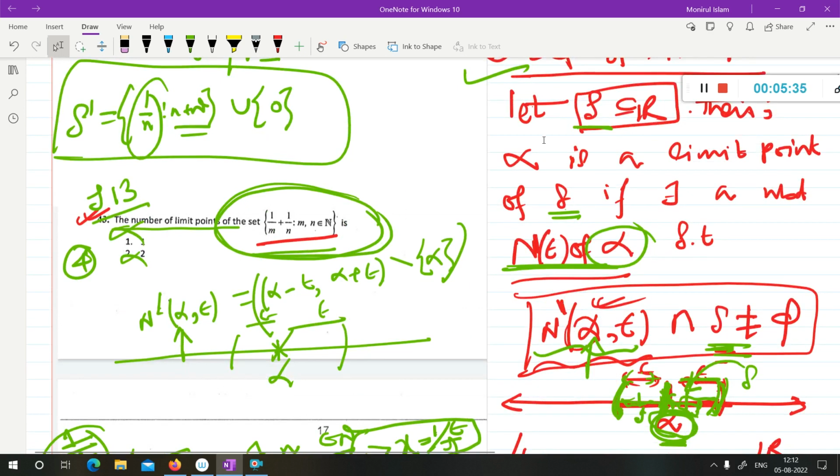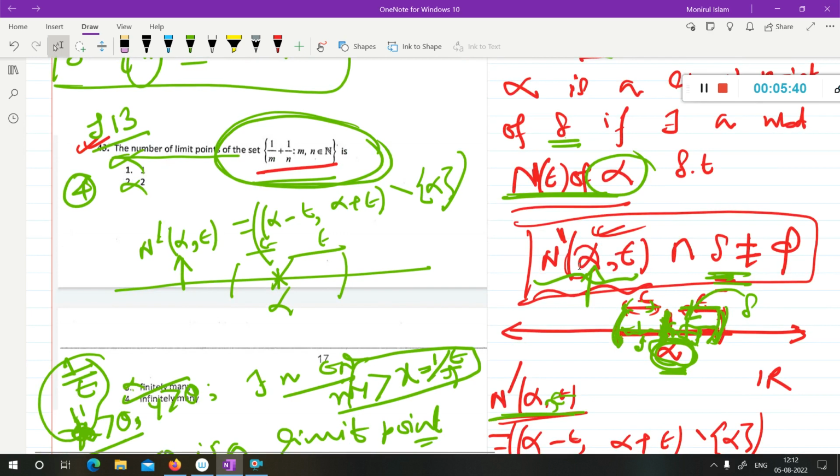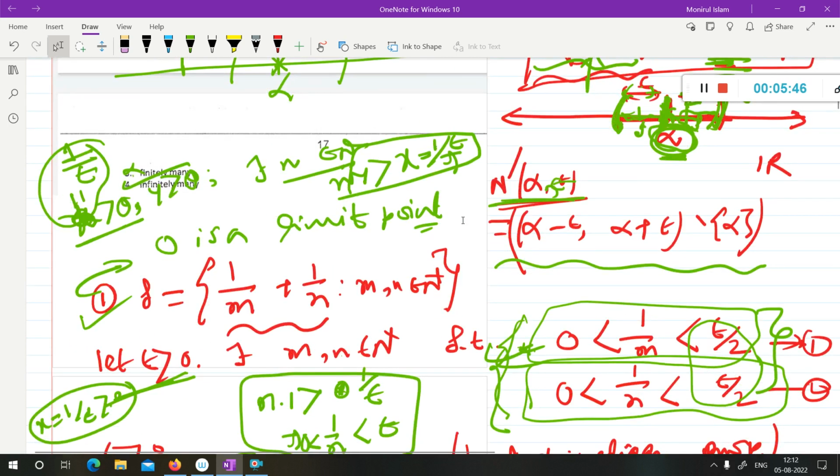What is a limit point? The deleted neighbourhood should contain a member of the set. So the deleted neighbourhood of alpha with epsilon, its intersection with the set should be non-empty. The deleted neighbourhood should contain a member of the set, so it is the limit point. So in this you can easily find the limit point of the set.